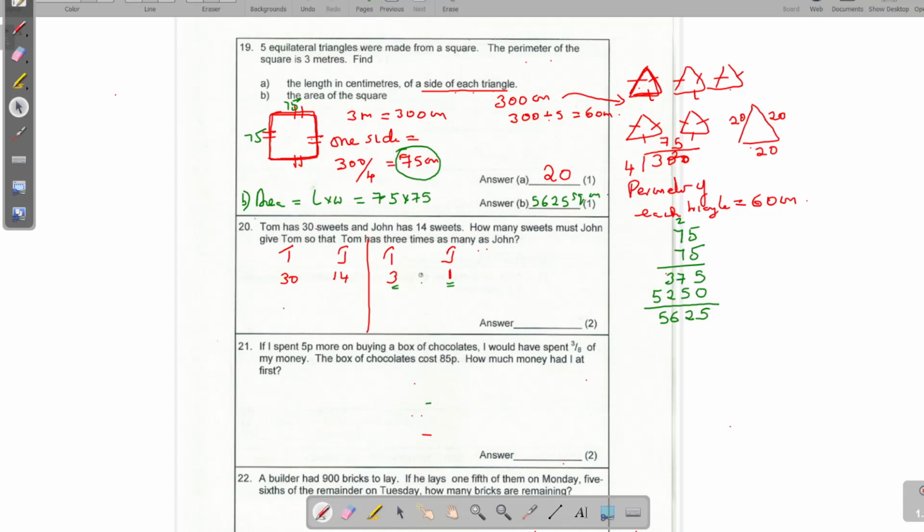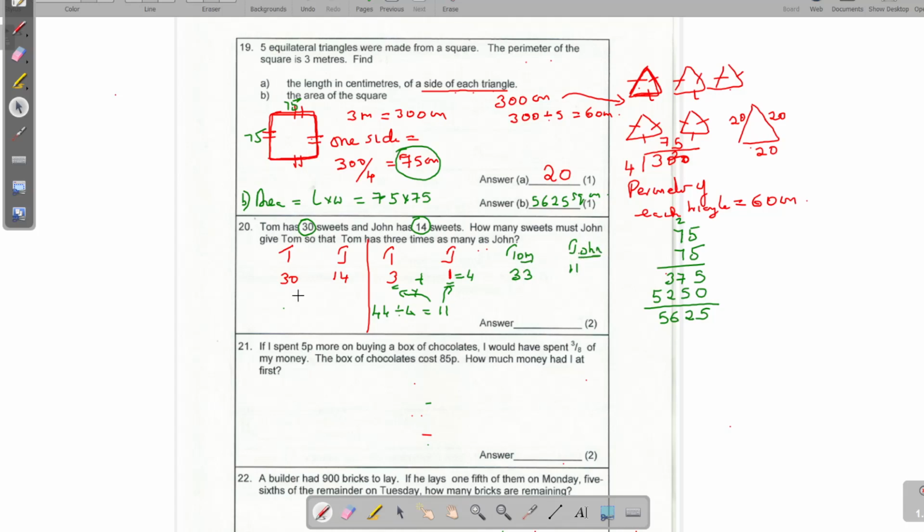So how many sweets altogether? Altogether is 44 sweets. So what do we do? We add the ratio parts together, which is 4. Then 44 divided by 4 is 11. So you multiply that. So Tom should have 11 times 3 is 33 sweets and John should have 11 sweets. So then Tom has 3 times as much as John.